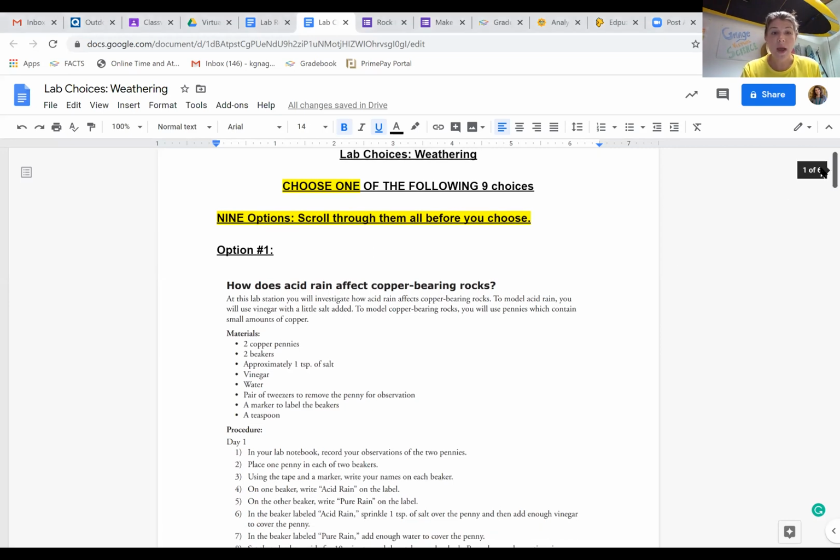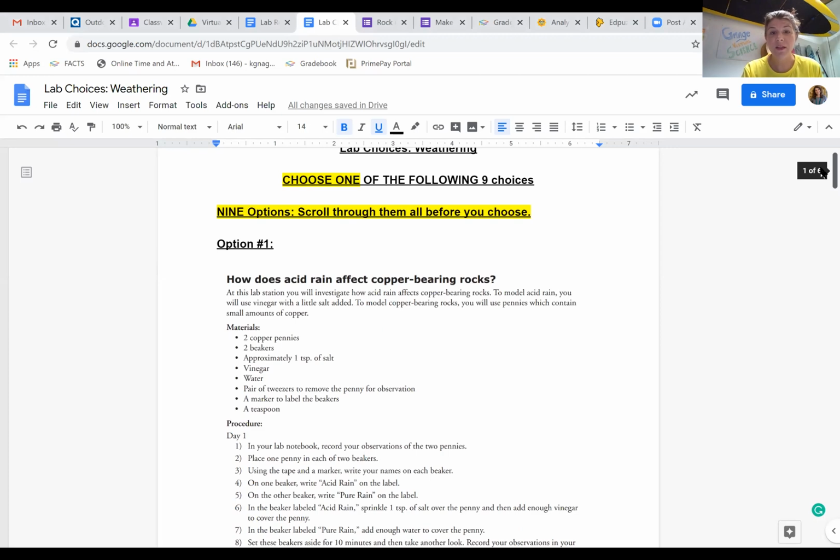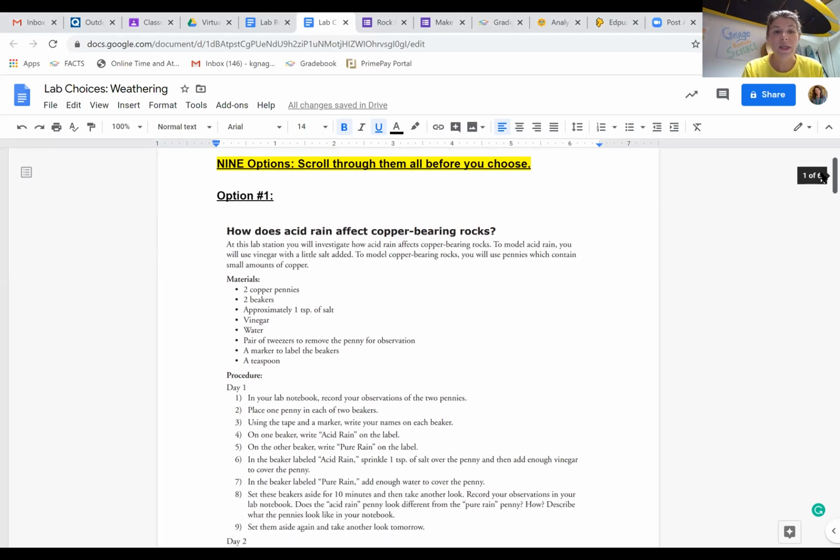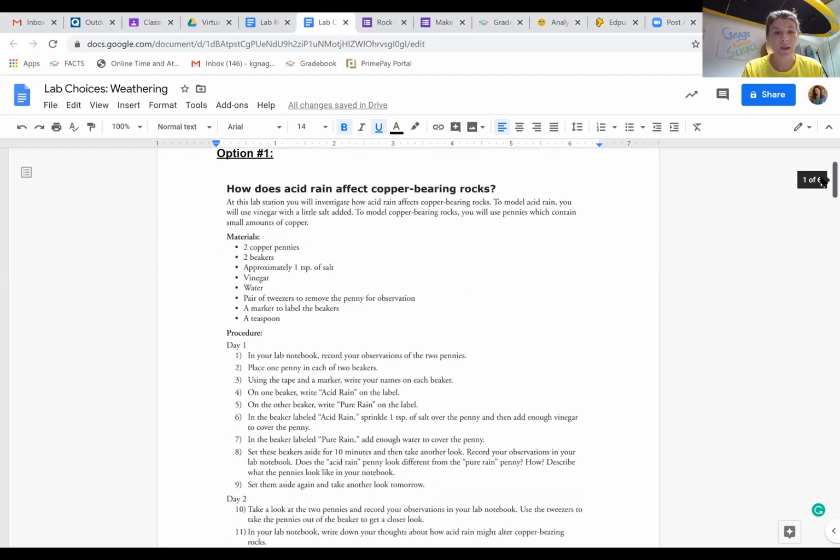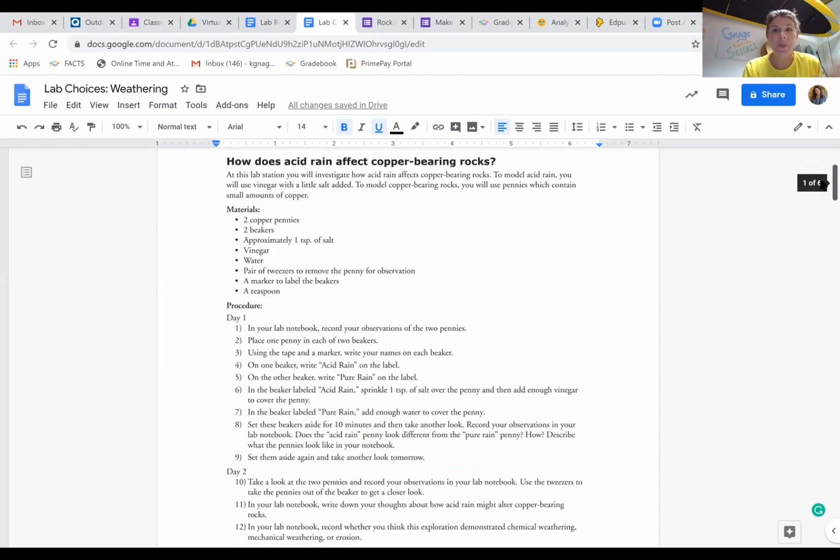We have option 1. How does acid rain affect copper-bearing rocks? You're going to need pennies for this one. You're going to need vinegar. Also, where it says beaker, you don't have to have a beaker at home. Improvise. Use a cup. Use a glass cup. Use a paper cup. You're not going to have exactly what these labs say, so you need to problem solve and find a solution.